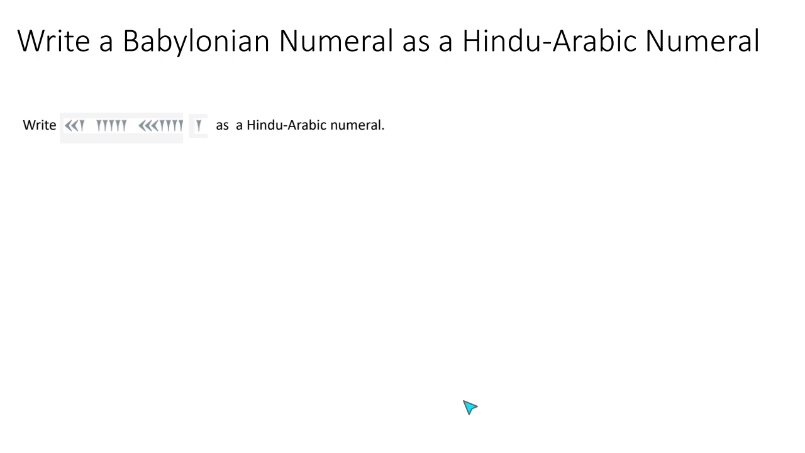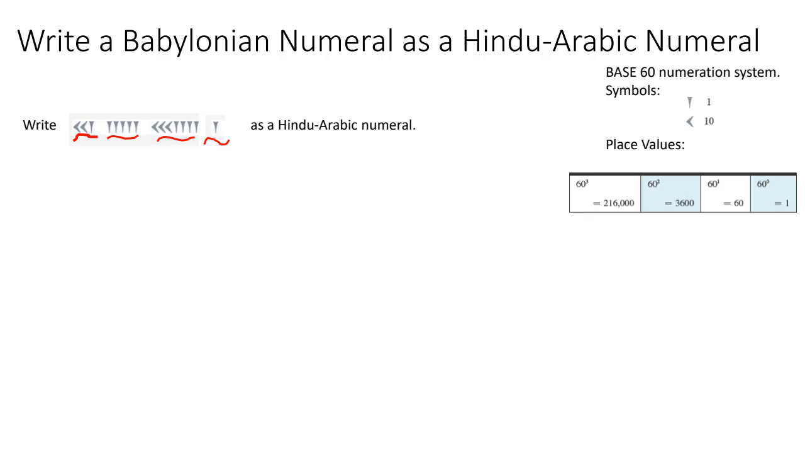And so here we want to convert this number to Hindu-Arabic. And so again, I'm going to identify my groups here. So I have 4 different groups. There are spaces in between each of these. And here is our information about the Babylonians.